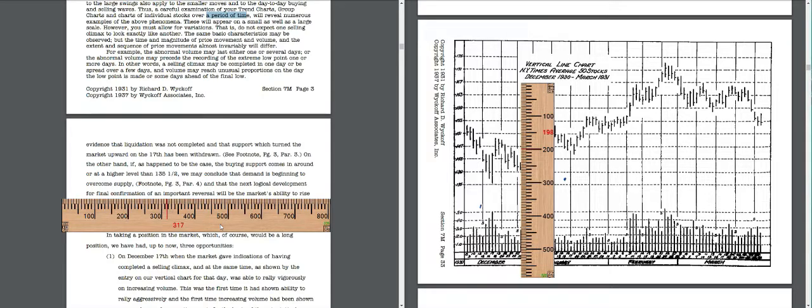Alright, so now what is he saying? He's saying buying support comes in around or at a higher level than 135.5, which is low. 135.5. We may conclude that the demand is beginning to overcome supply. And the next logical development for final confirmation, this was the second confirmation I was talking about. What is the first confirmation? The first confirmation is the secondary test.